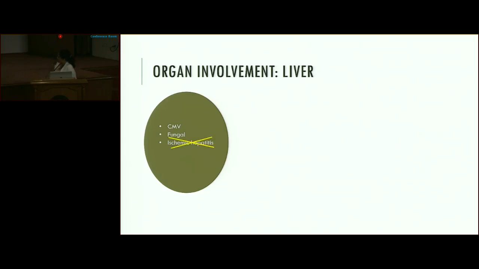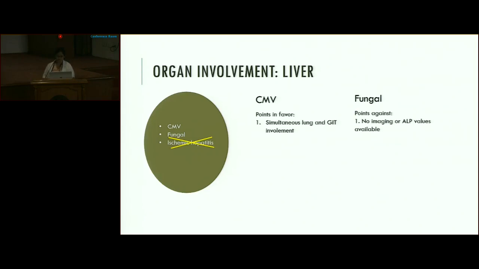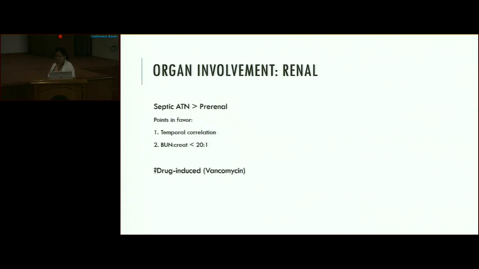We are now left with CMV hepatitis and a fungal infection. For CMV, there's a simultaneous lung and GI involvement, and fungal infection cannot be ruled out without any imaging or ALP values suggesting infiltration. Renal involvement is most likely septic more than prerenal. Points against prerenal are she developed AKI prior to developing hypotension, and her blood urea nitrogen and creatinine ratio is less than 20:1. However, it can also be drug induced because she did receive vancomycin and developed AKI after that.